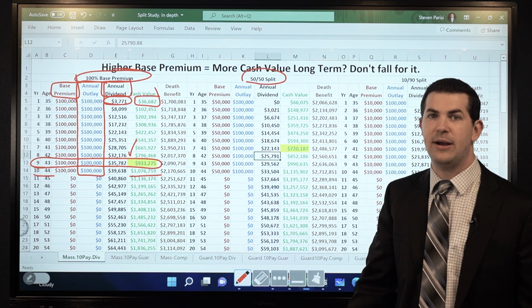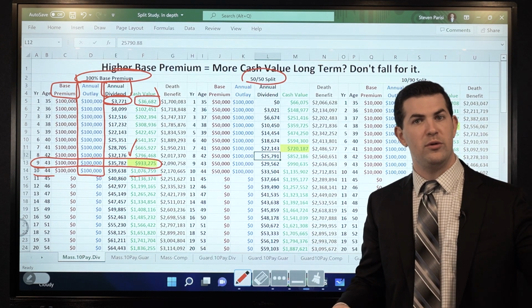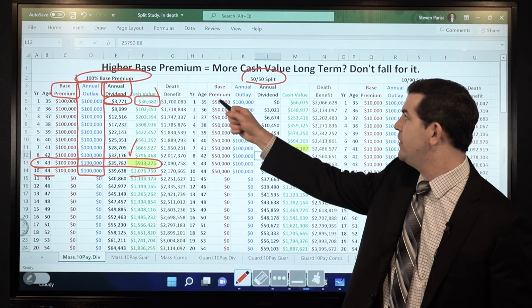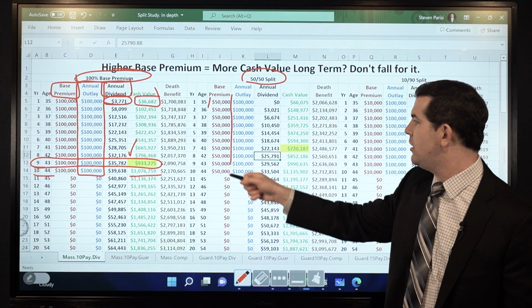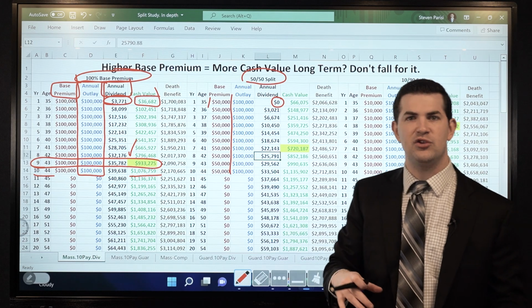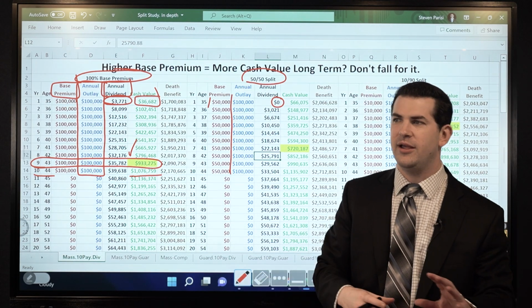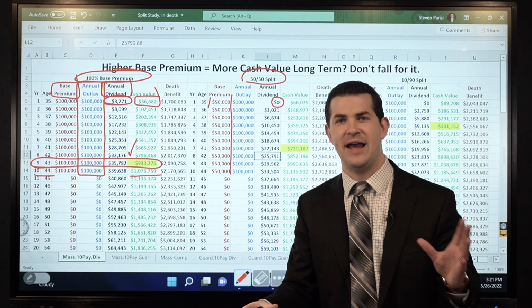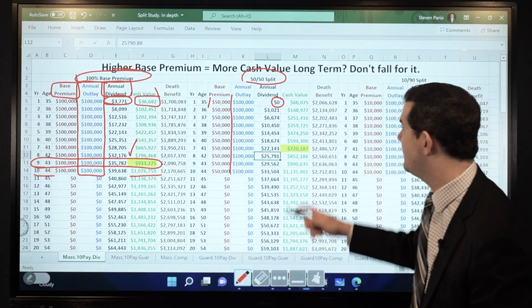How about here? 50-50 split. So same 10-pay policy, but split up where only 50%, $50,000 per year, is going toward the base premium. There you go, $50K, $100,000 total. First year, no dividend attached. That's because we have LISR attached to it. If you're in the business, you know what that means. That's a term insurance rider that results in no dividends being paid in the first year.